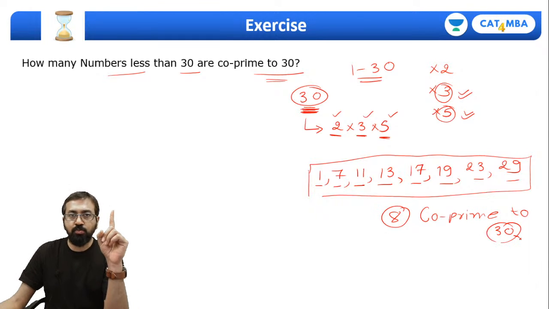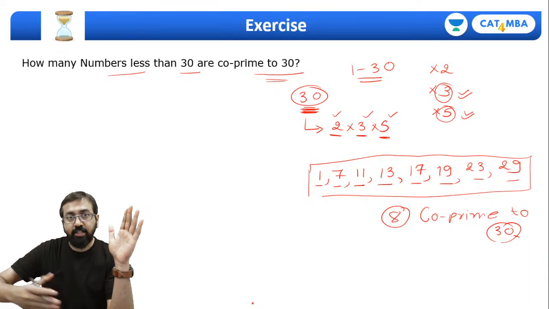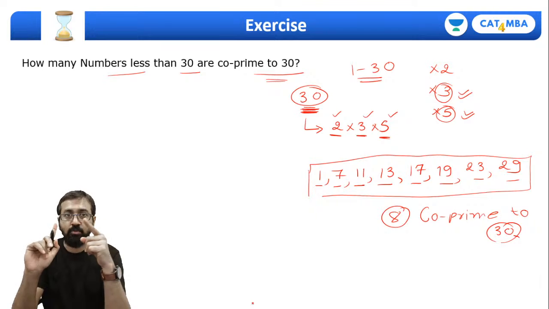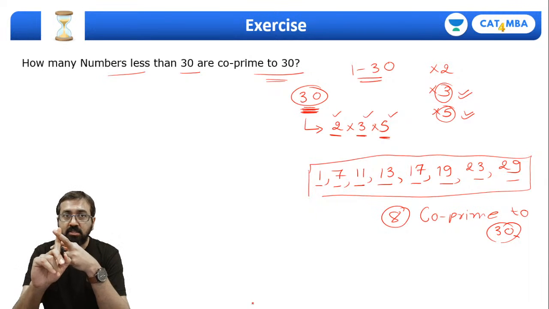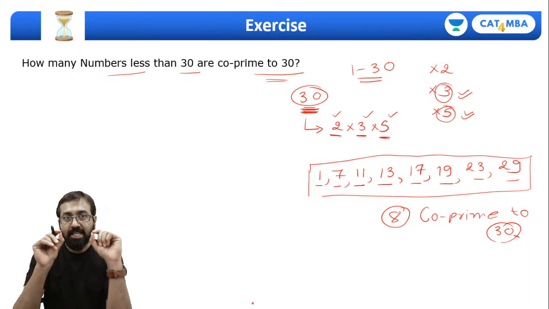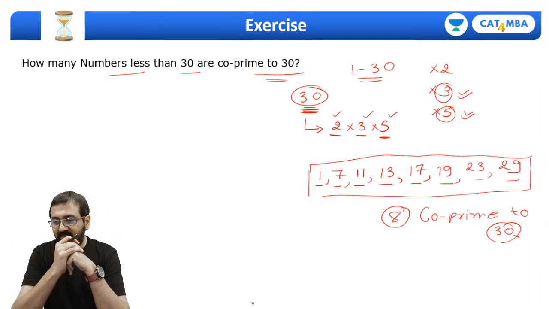Have you all understood this point? Show me a thumbs up first of all, because this is a tricky point. So I quickly went through that, assuming that now you understand what are the factors, what are the prime numbers, and what are the co-prime numbers. If you understand these three things, the explanation that I gave, you should have understood that. Show me a thumbs up.